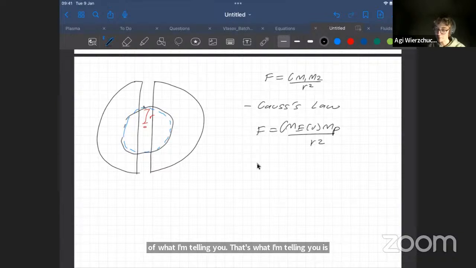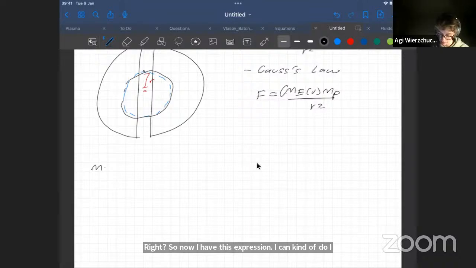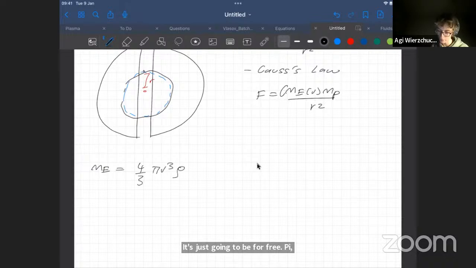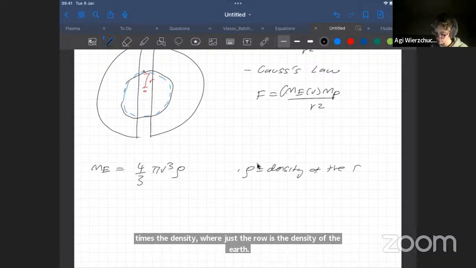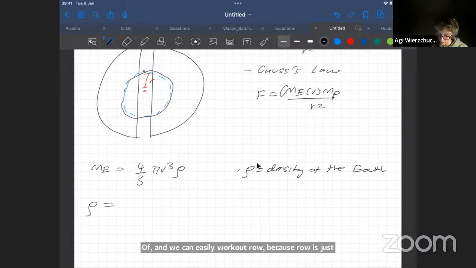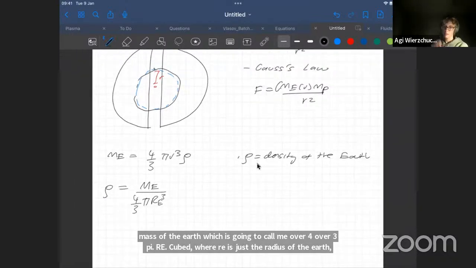Right, so now I have this expression, I can do the question. So clearly M_E r is just going to be 4 over 3 pi r cubed times rho, where rho is the density of the Earth. And we can easily work out rho, because rho is just equal to the mass over volume. So it's going to be the mass of the Earth, which I'm just going to call M_E, over 4 over 3 pi R_E cubed, where R_E is just the radius of the Earth, right? Good. So I have this expression, and M_P is just my mass, right?